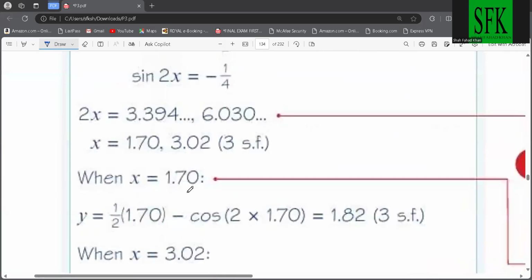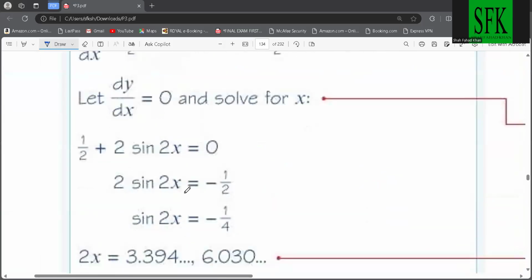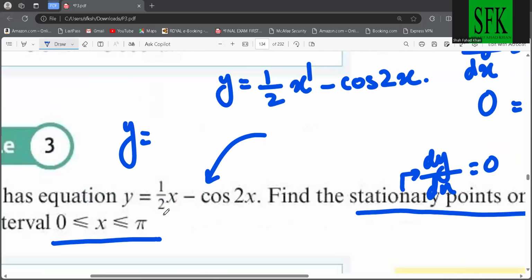And just look at the solution over here. Yeah. And also, you have to keep the interval in mind. You have to keep the interval in mind from 0 to pi only. Okay? So you have to ensure that the two values that you get, their x values, lie in this interval.